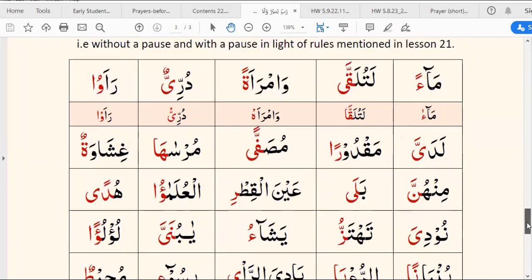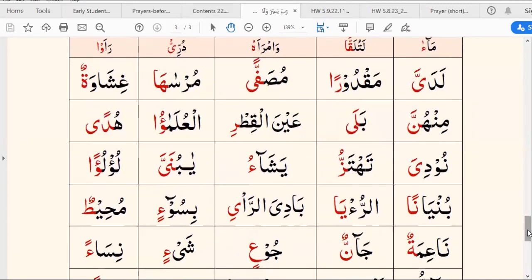Okay. Are you understanding the lesson so far? Yeah. Okay, very good. Right. Can you recite this one as it is? Yasha'. Good. And now in waqf? So with a pause at the end? Yasha. Very good. Could you say that again? Yasha. Good.